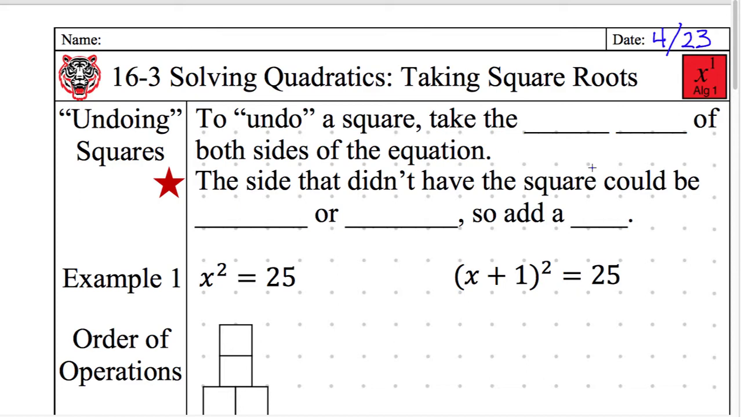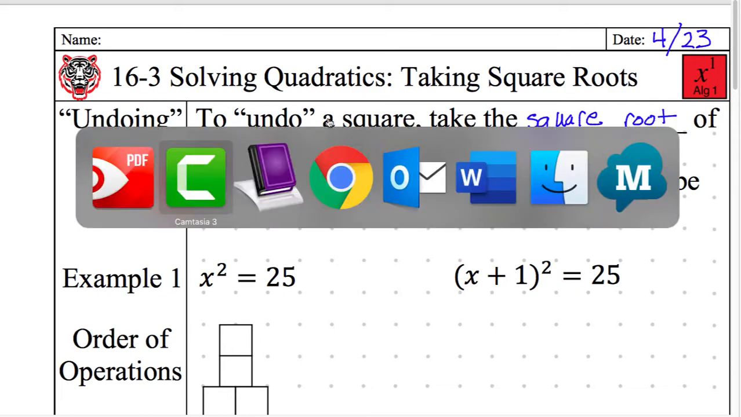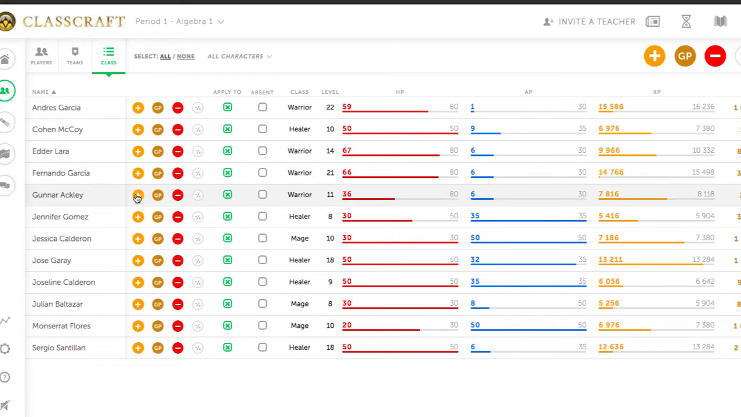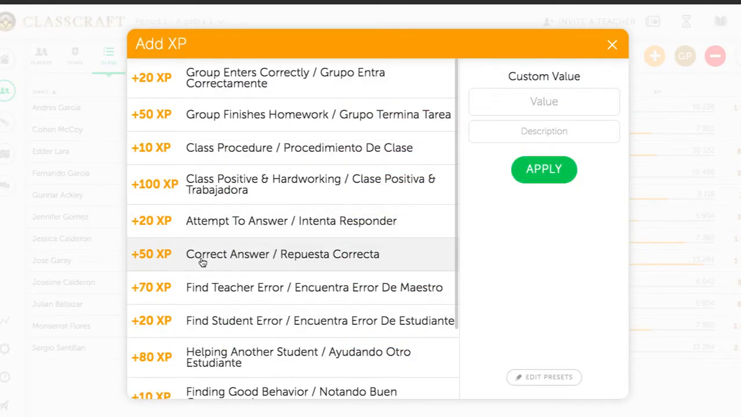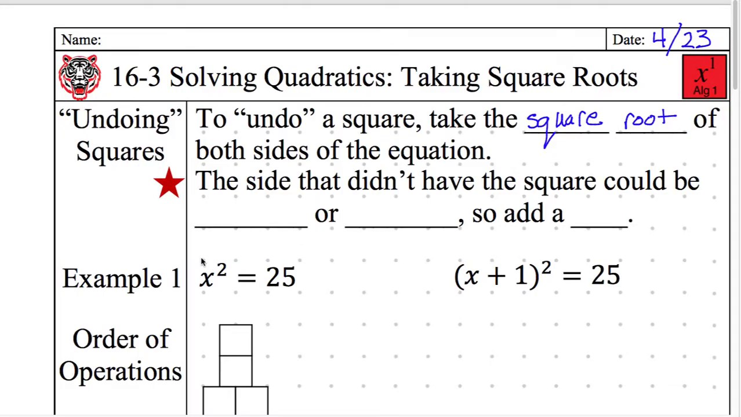I see 3 hands. Only 3 hands, 4 hands. Gunner? Square root. There it is. Square root. Write it down. Square root. Thank you, Gunner. And come back over here. 50 XP. All right. And I'll show you what that looks like down here.